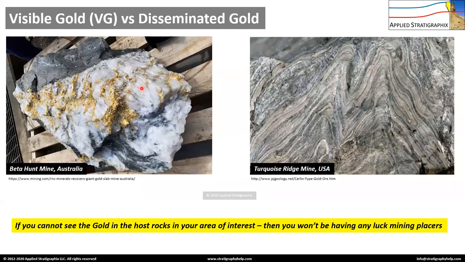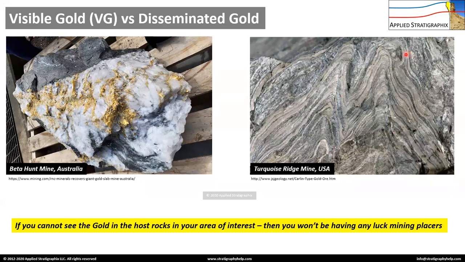Okay, so imagine this rock sitting in a stream bed, and eventually it gets broken down. And as it's broken down, all the gold that you're seeing in this rock is liberated, and then it's being moved around by the stream. And that is, of course, placer gold that you're looking for. But then let's look at the situation on the right. This is a Carlin type deposit. 65% of the gold that's produced in the US is produced from rock, from deposits like this, from Carlin type gold deposits.